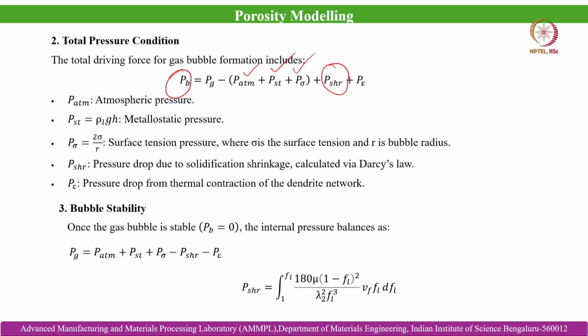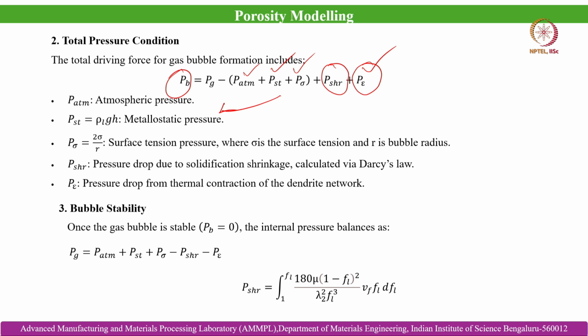So, shrinkage pressure and then the P epsilon. This P epsilon is generated because of the thermal contraction of the solidifying dendrite mush. They are individually defined here. P ATM, and P ST is the metallostatic head, the metallostatic pressure.